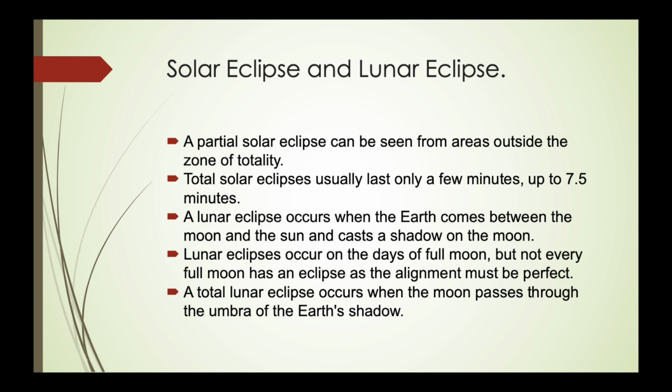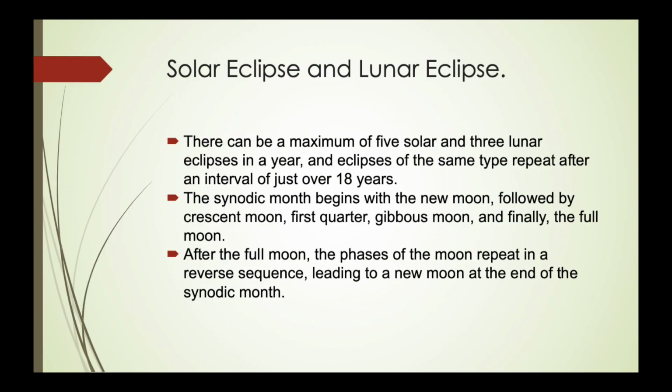A lunar eclipse occurs when the Earth comes between the Moon and the Sun and casts a shadow on the Moon. Lunar eclipses occur on the days of full moon, but not every full moon has an eclipse as the alignment must be perfect. A total lunar eclipse occurs when the Moon passes through the umbra of the Earth's shadow. There can be a maximum of 5 solar and 3 lunar eclipses in a year, and eclipses of the same type repeat after an interval of just over 18 years.